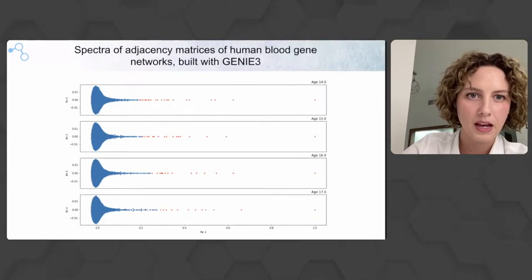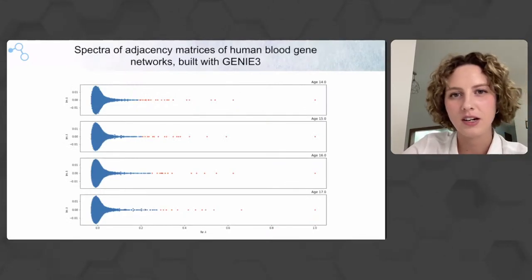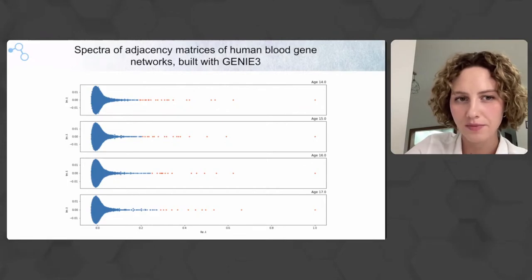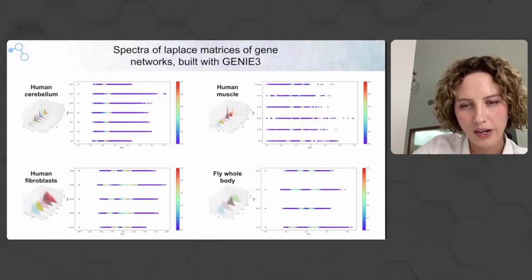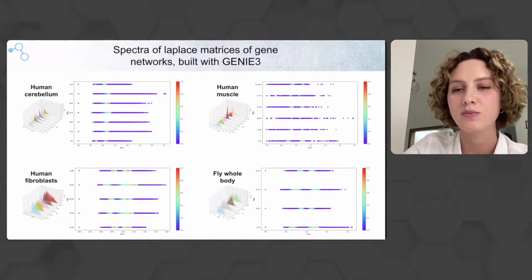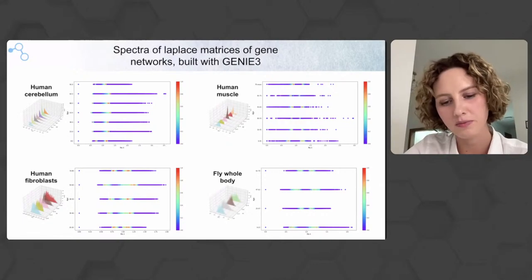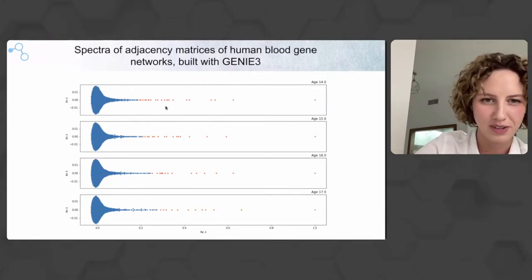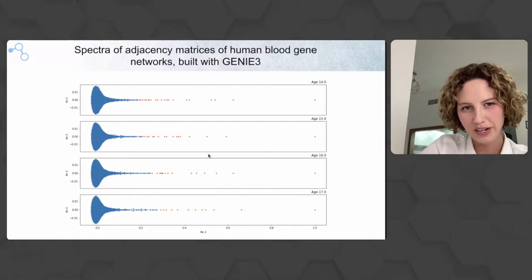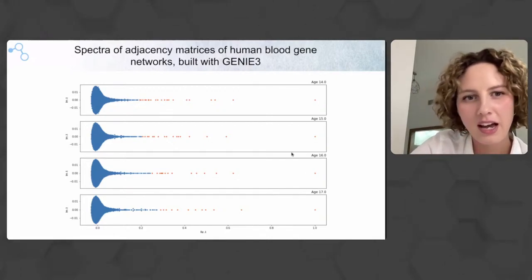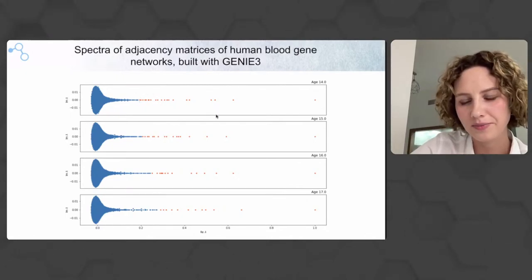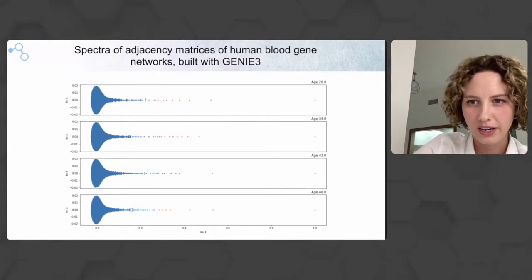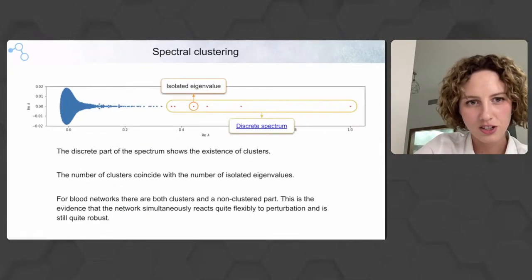And here are new spectra of adjacency matrices of human blood built with GENIE3. By the way, these spectra correspond to Laplace matrices, and the Laplace matrix can be acquired from an adjacency matrix. And these spectra are for adjacency matrices. So we see that they also change dramatically. These are different ages, and this orange part corresponds to the discrete part of the spectrum. Here we can see the change.